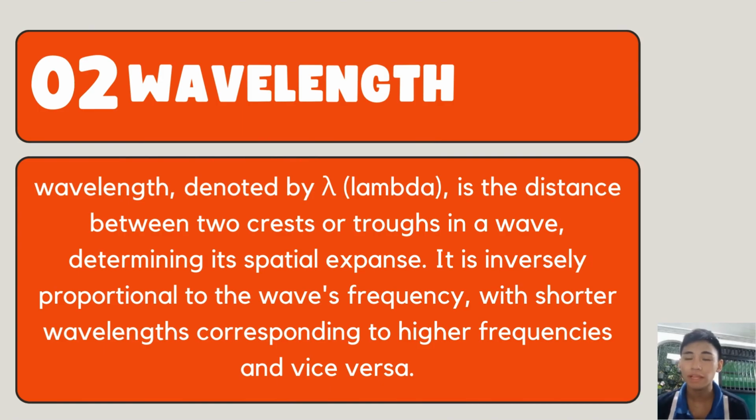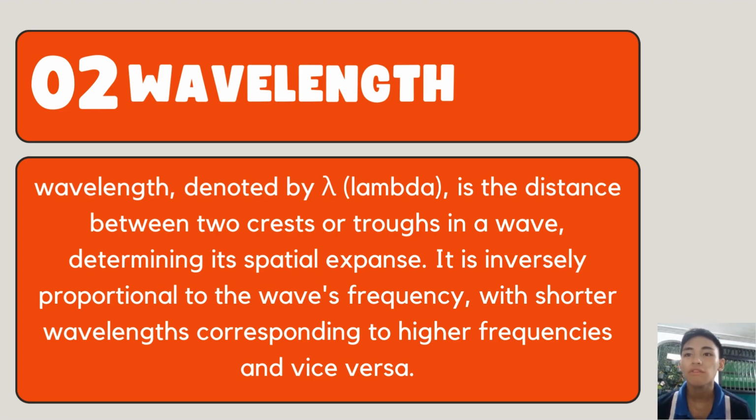Moving forward to wavelength. Wavelength, denoted by lambda, is the distance between two crests or troughs in a wave. Determining its spatial expanse, it is inversely proportional to the wave's frequency, with shorter wavelengths corresponding to higher frequency and vice versa. And its formula is C divided by Fc, or center frequency.